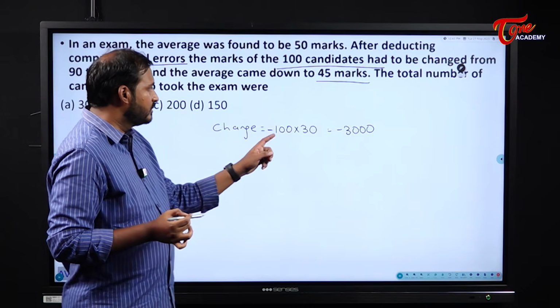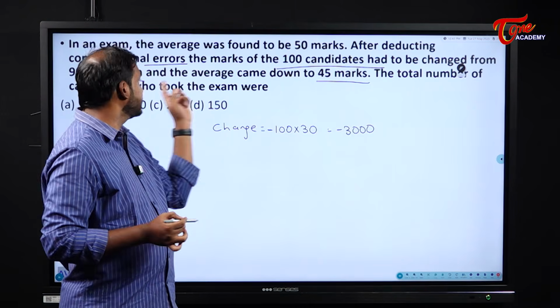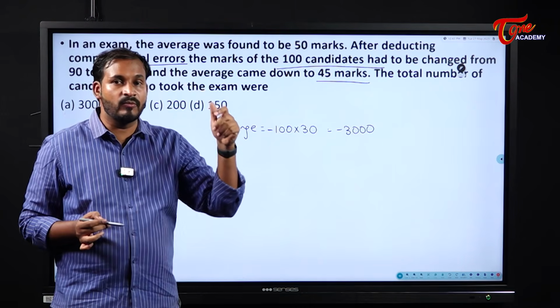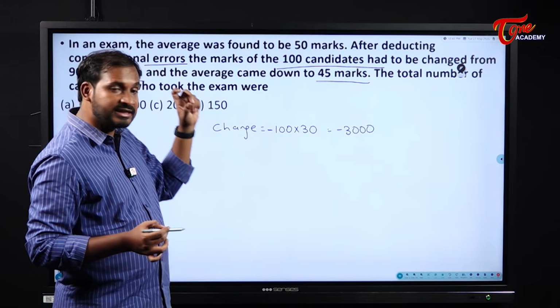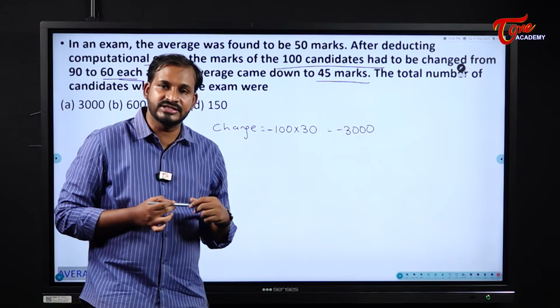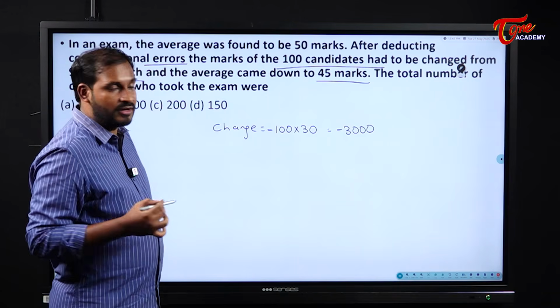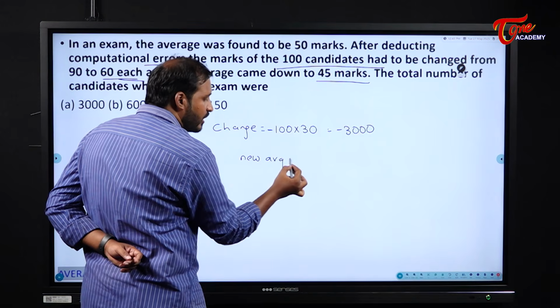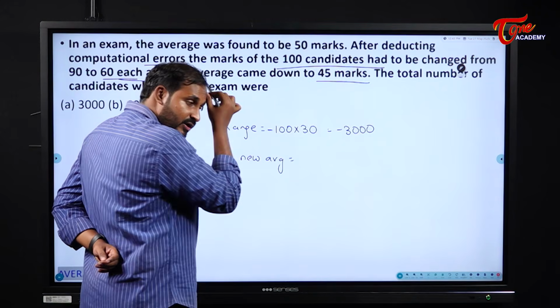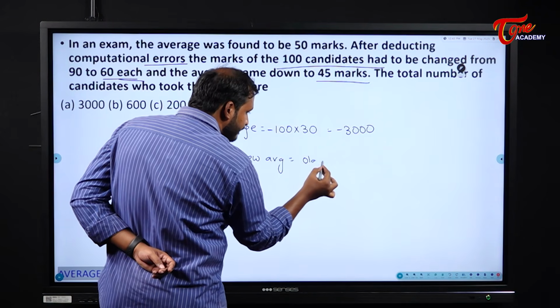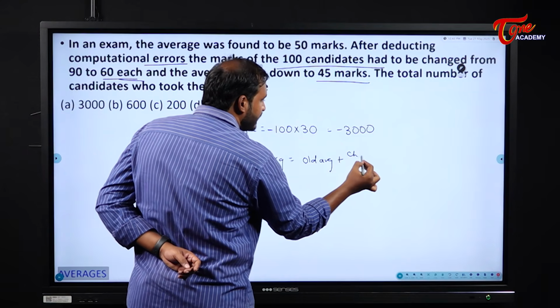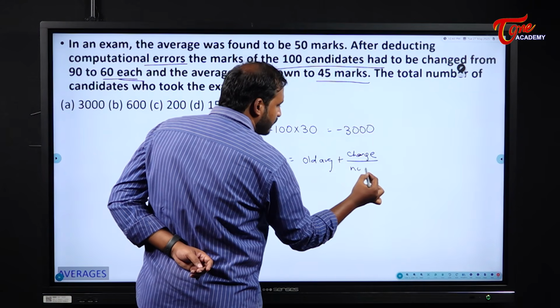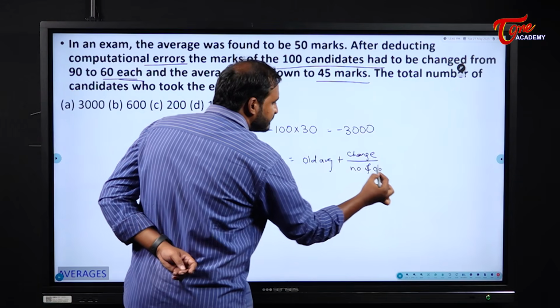Understood? Why? Because for 100 candidates, each candidate's marks was decreased by 30, from 90 to 60. So that means the overall decrease is minus 3000. Earlier we have solved two problems, right? New average means what we have done, students? Old average plus change by number of observations, right? These are the things which we have done.